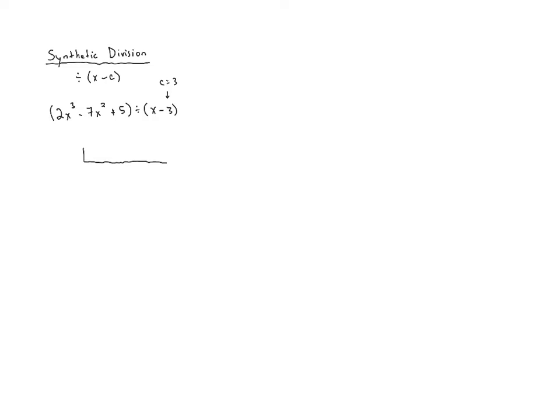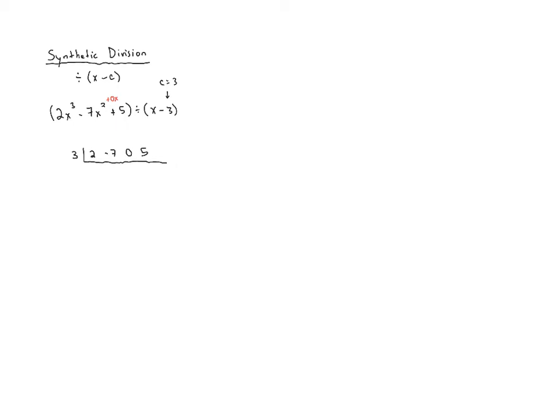We're going to put the value of c on the left. In this case, c is 3. And then we're going to put the coefficients of the polynomial on the inside. In this case, 2, -7, 0, because there's no x term, so it's like plus 0x, and then 5. If we're ever missing a term between two different degrees, we've got to put in 0 for that. So this is how synthetic division works. It's almost going to seem like magic at first.